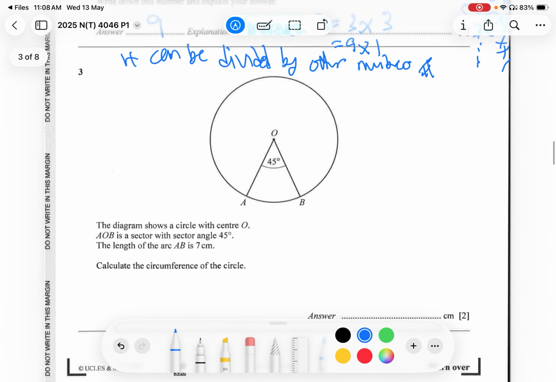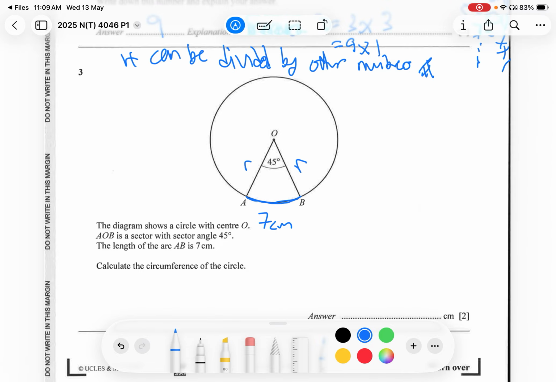So question 3. The diagram shows a circle with center O. AOB is the sector with angle of 45 degrees. The length of the arc AB is 7 cm. So the arc length is this part here, 7 cm. Then we know this is the radius. Find the circumference of the circle.